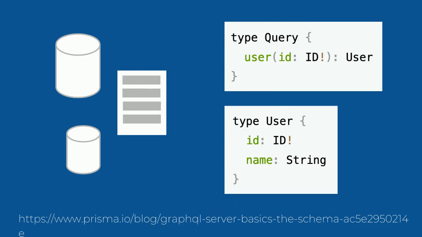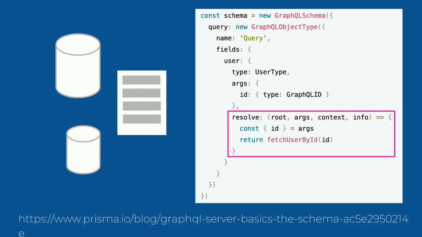The user accepts an argument, which is an ID of type ID, and in this case it is required, and we know that because it has an exclamation mark. And it will return a user. What is a user? So a type user has an ID, which is required, and then a name, which would be a string. But that's not enough, because that is defining how the data is structured, but we eventually want to get that data. So how do we do that?